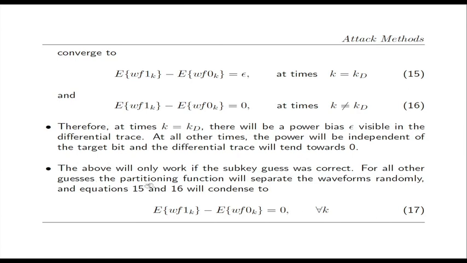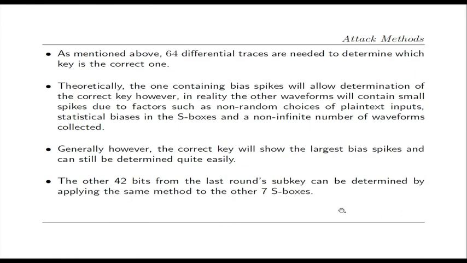The above will work only if the sub key guess was correct. For other guesses, the partitioning function will separate the waveforms randomly, and equations 15 and 16 will converge to 0. As mentioned above, there are 64 different keys, so this is an exhaustive search on the sub key. 64 different traces are needed to determine which key is the correct one. Theoretically, the one showing the bias spike will allow determination of the correct key.